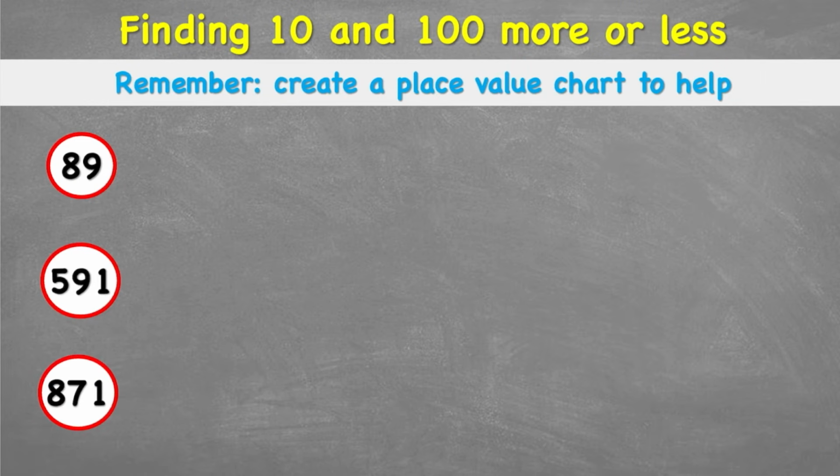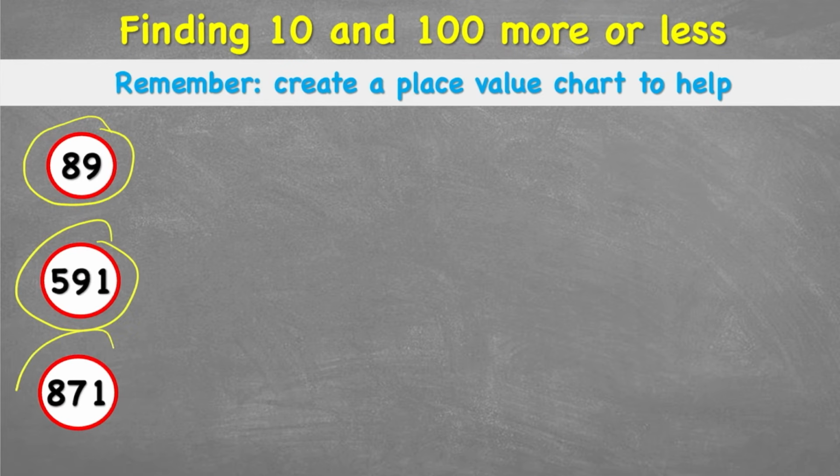Here you go. Here are 3 numbers for you to have a go at. Find 10 and 100 more and less than each of these numbers. Have a go at working these out on some paper. Take your time. Press pause on the video now. Good luck. Okay, good. We're into the flow of things.